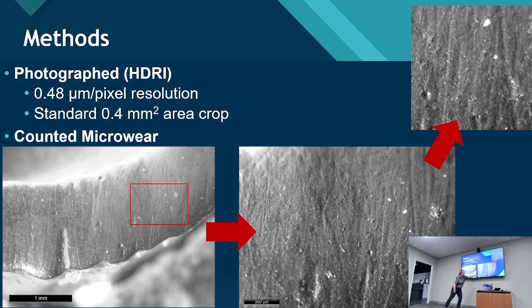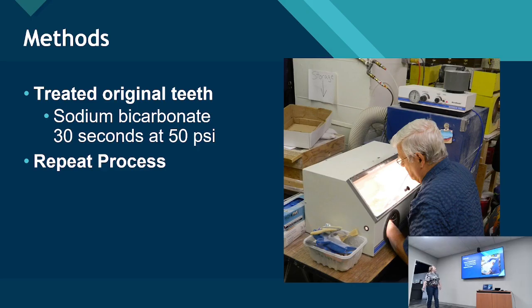And then from that picture, I cropped it by 0.4 millimeter squared. And then this is the actual picture that I'm looking at for microwear. Again, this is very standard procedure for how to do microwear. It might be very technical. I don't know why this is the standard. This is just what the daddy microwear paper told me to do.